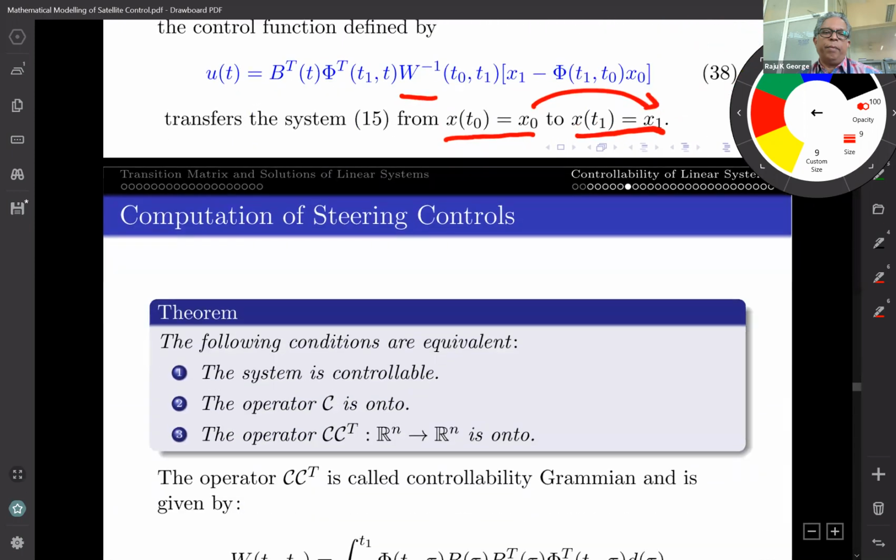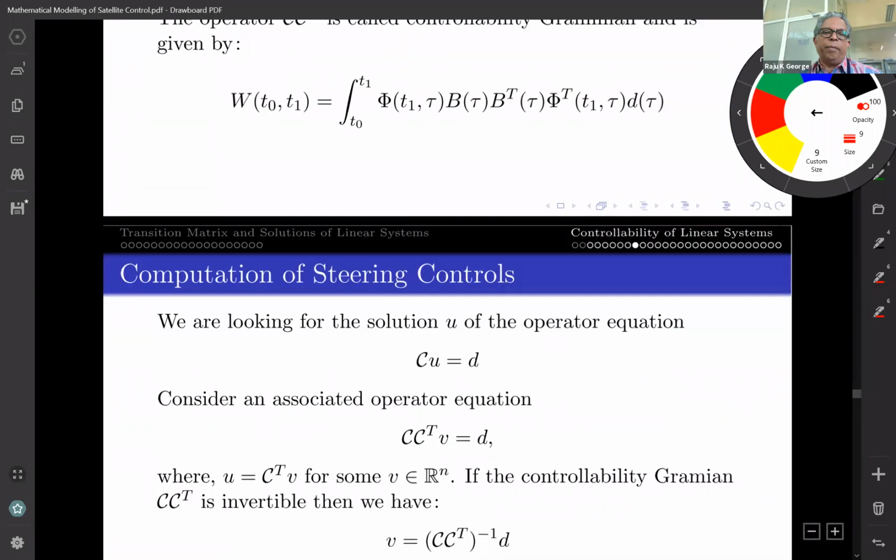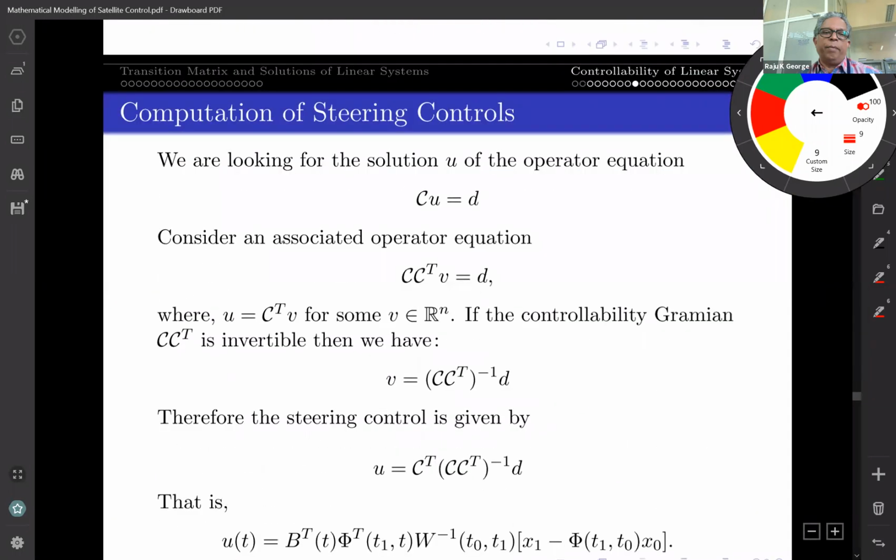So I state the controllability theorem. The following conditions are equivalent. The system is controllable if and only if C is onto, if and only if C star is onto, or that is also one-to-one. It's an n-by-n matrix. Onto means one-to-one. CC star is called the controllability Grammian, given by this, which we have seen. So you can also view it in a different way.